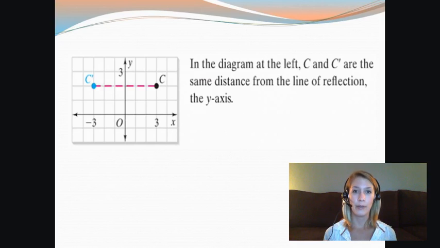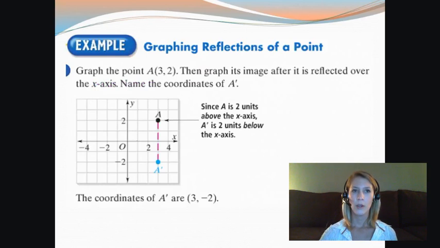In the coordinate plane, we're going to graph on either side of the y-axis or the x-axis. So if you take a look at this diagram, point C and its image are the same distance from the line of reflection, which just happens to be the y-axis. We're going to take a look at a problem that's solved out for us. We're going to go through it step by step before I go through one with you.